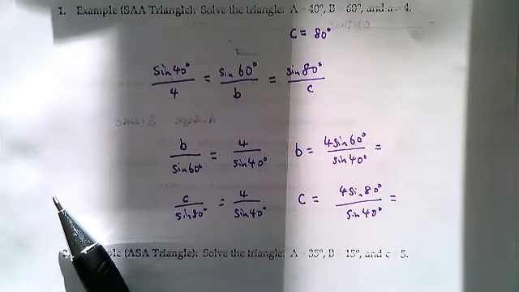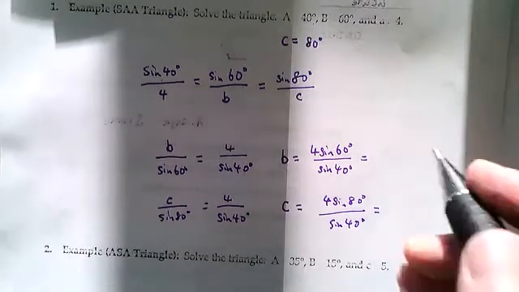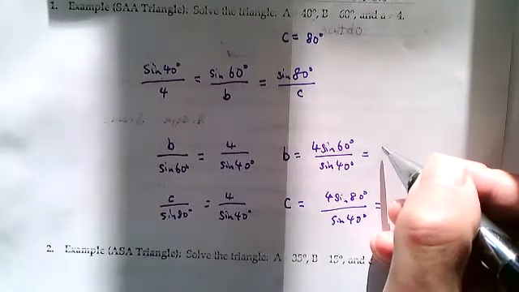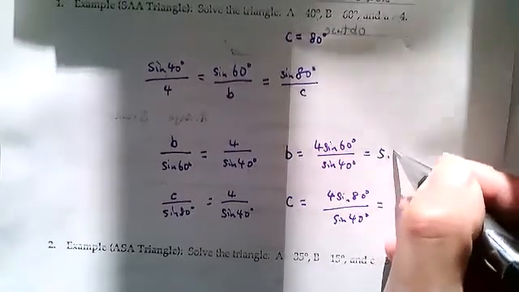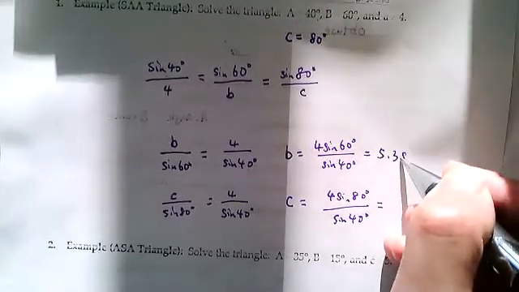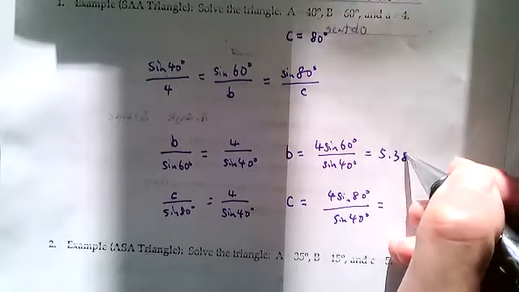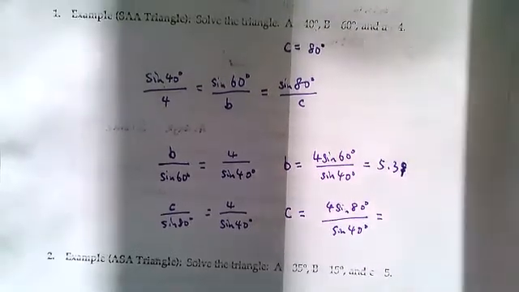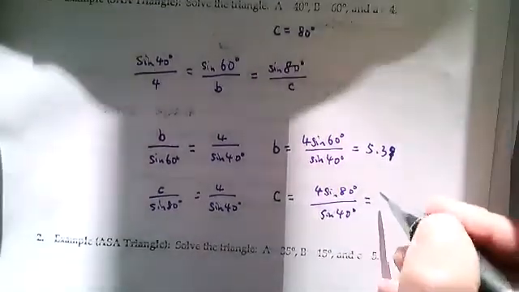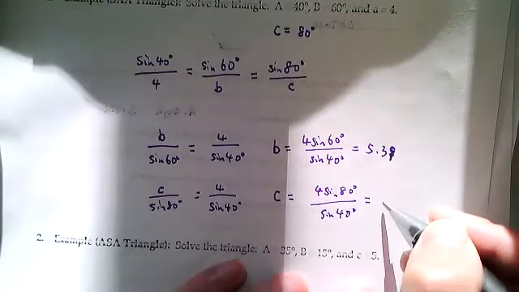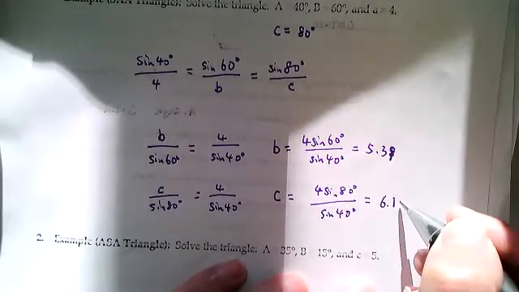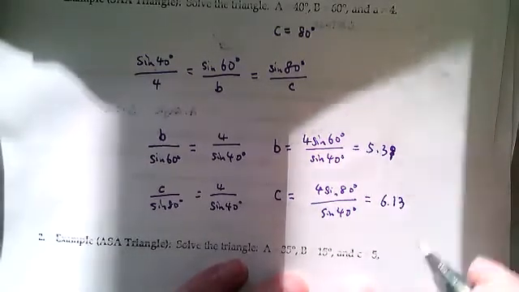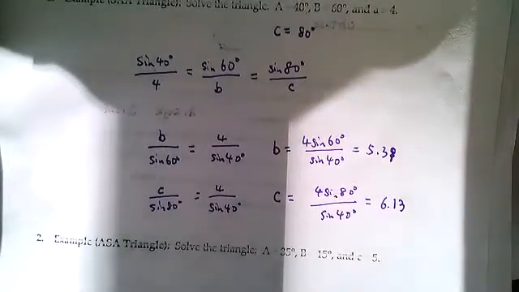So I was able to put both of them in, and for the 4 times sine of 60 over sine of 40 degrees, I got 5.389. So I guess you can round that up to 5.39. And then for the other one, 4 sine of 80 degrees over sine of 40, I got 6.128. Okay, great. Thank you so much.